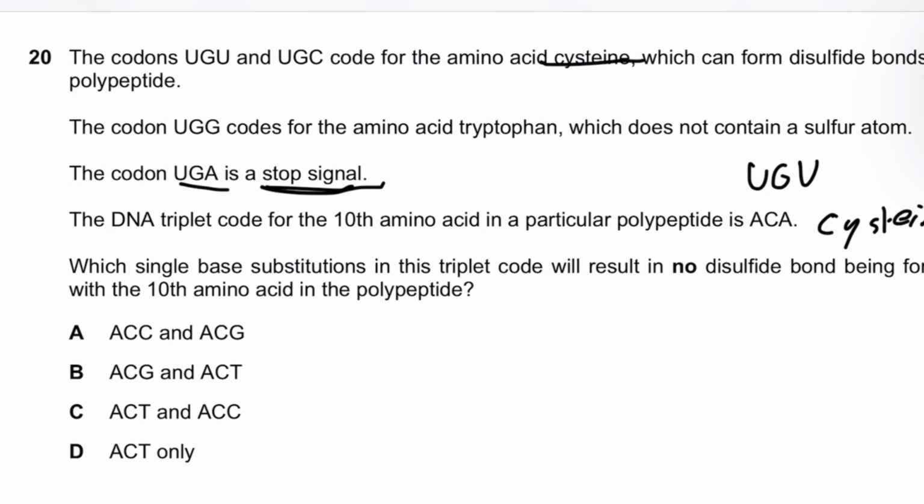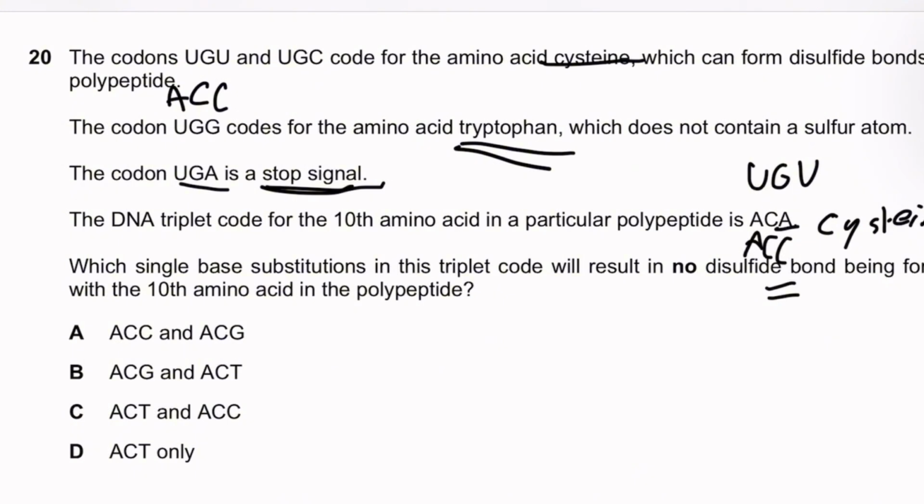Now a mutation happens and we want to replace this amino acid with a single base substitution. We're going to try to replace this amino acid with another one. He said tryptophan does not contain sulfur atoms. So ACA needs to change to UGG, which stands here for tryptophan. Now you're going to have to translate this, ACC. Another way to convert to ACC is simply to change the A here. So ACC and ACG.